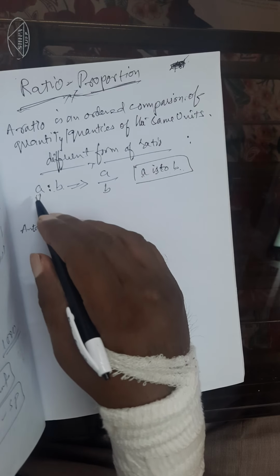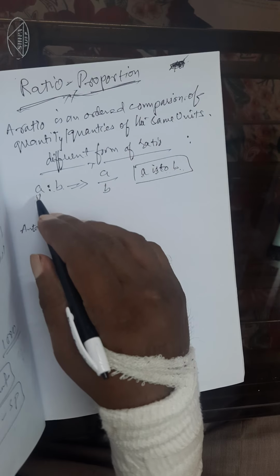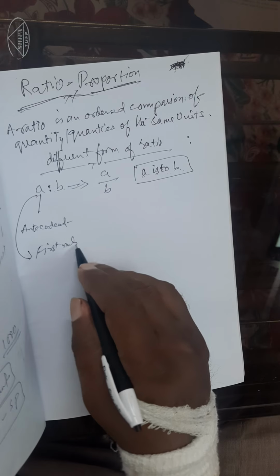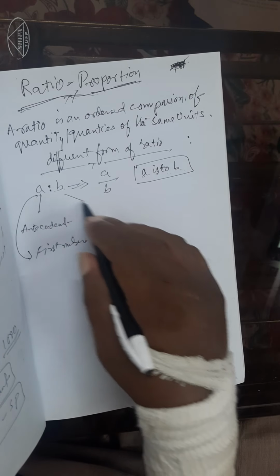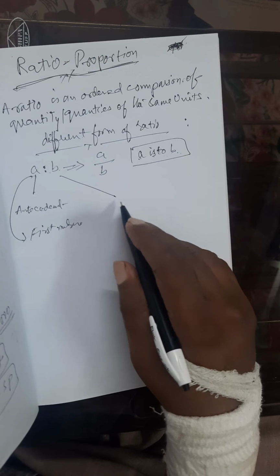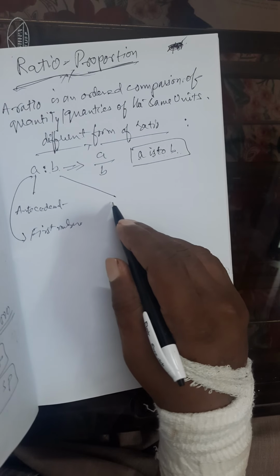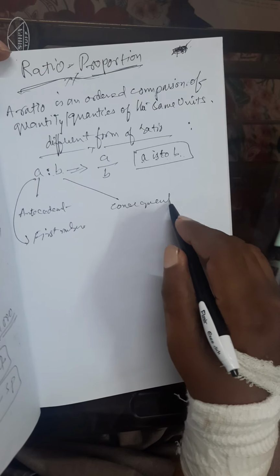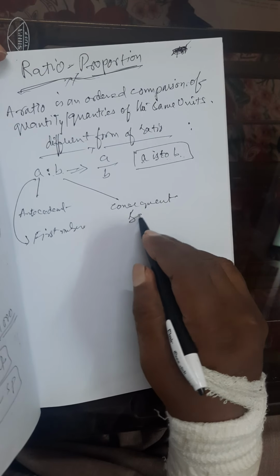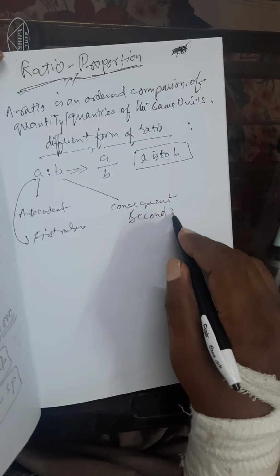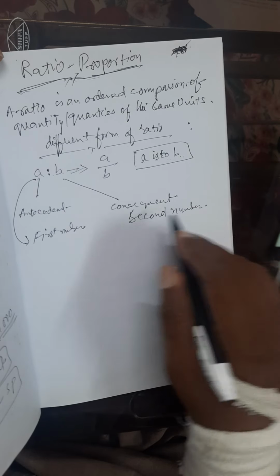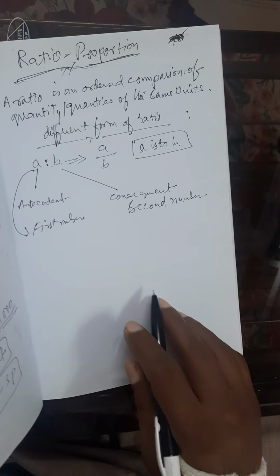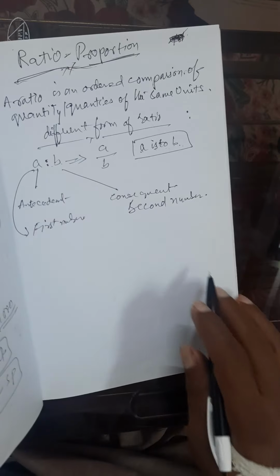First coordinate or first number, we call it the first number of the ratio. This is called consequent, or the second number of the ratio. Antecedent, consequent. So, this is a ratio.